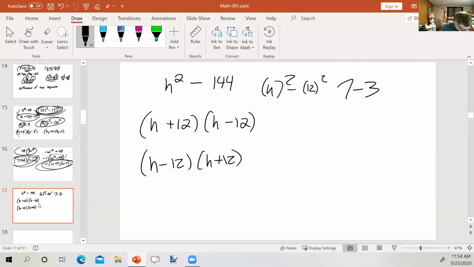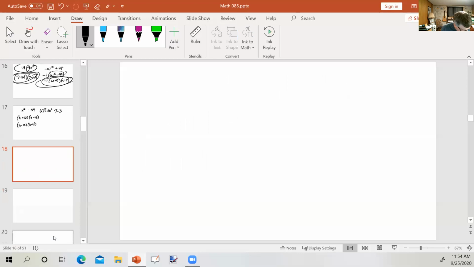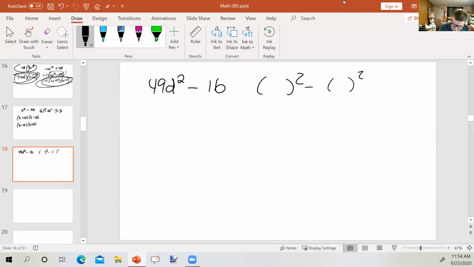Let's see here. How about this one? 49d squared minus 16. Does that look like it's the difference of two squares? Yes. What would the first base be? 7D, and then 4 and 4.